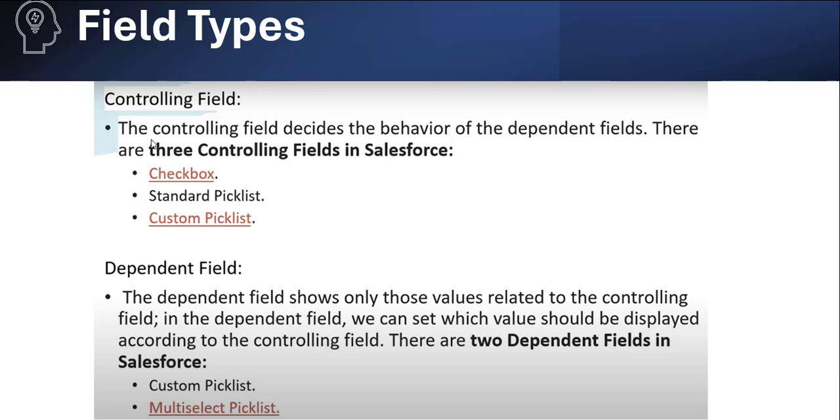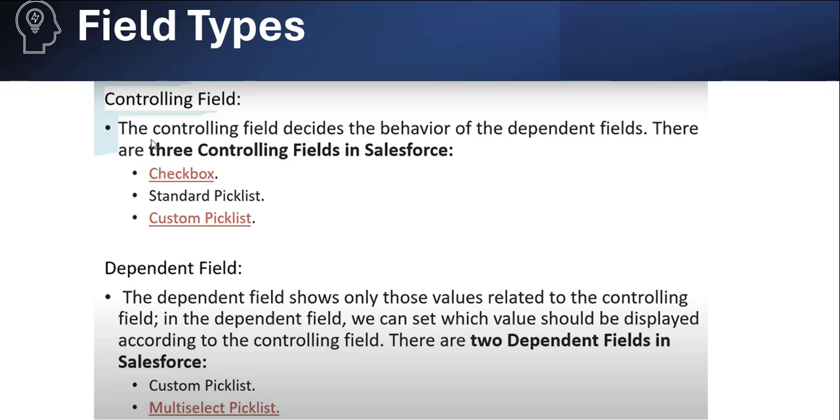For example, in the Account object, you have one checkbox field, Active. That means the field name is Active. If the checkbox is checked, that means the account is active, and if the checkbox is unchecked, that means this account is inactive or deactivated. If the checkbox is checked, then only the dependent field should display the relevant values.